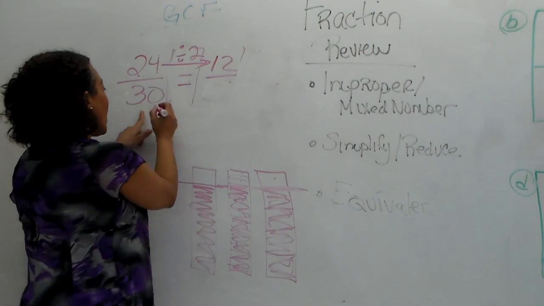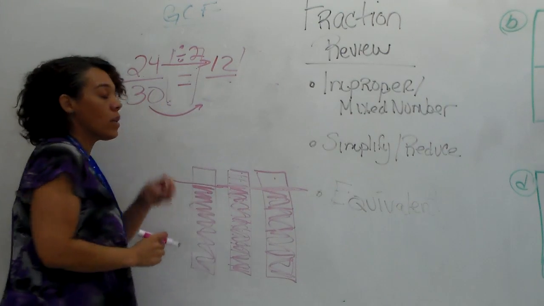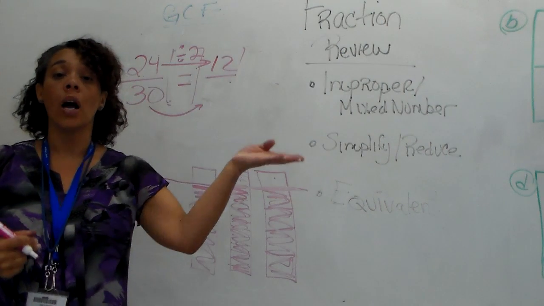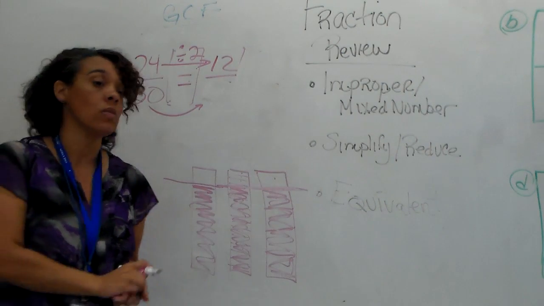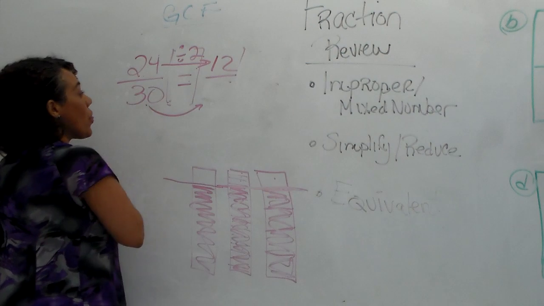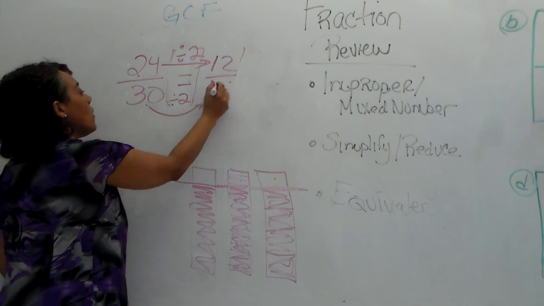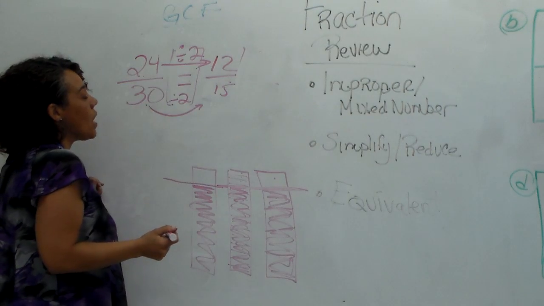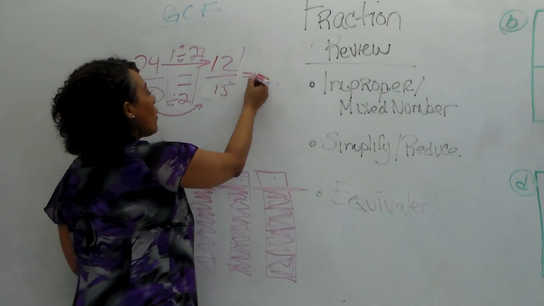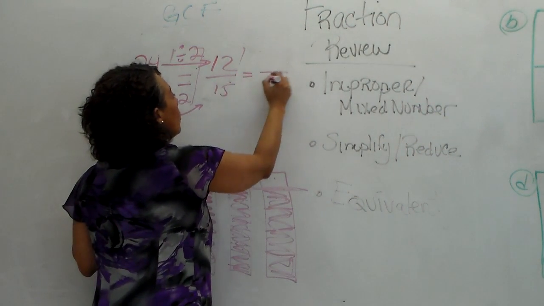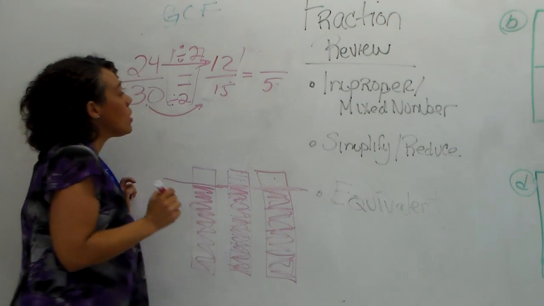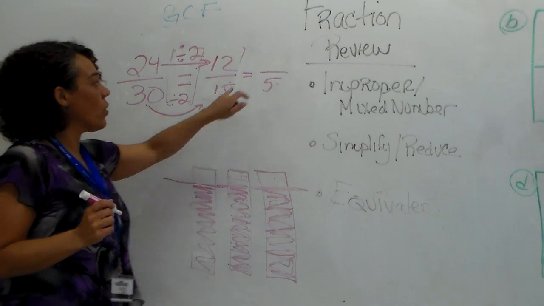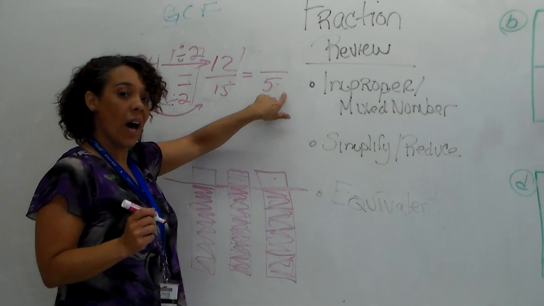Excellent. So then I know what to do to the bottom because in fractions, you want to do the same thing to the top and the bottom when we're talking about equivalence and reducing. So I would say 30 divided by 2 is 15, and now I have found my number. Another way to look at this would have been to say, okay, what over 5? Well, 12 over 15 is equivalent to what number over 5?